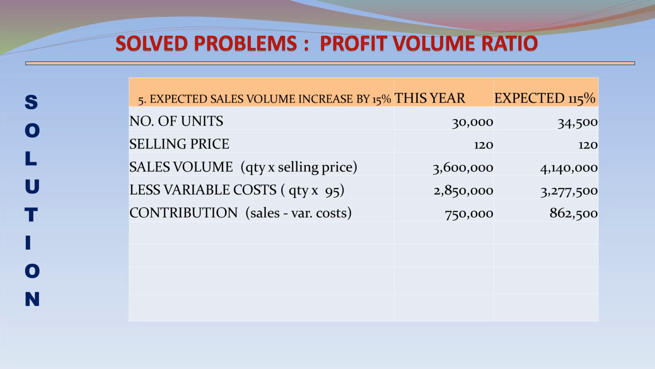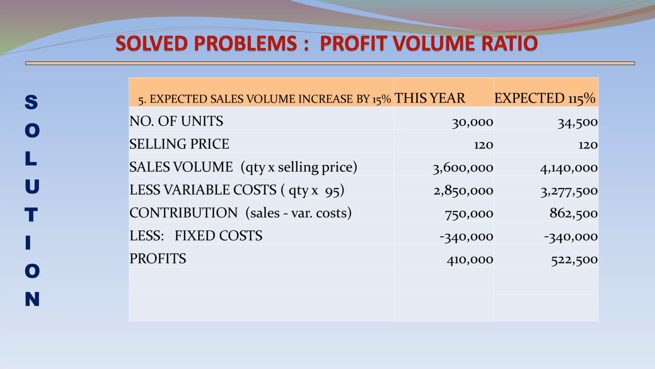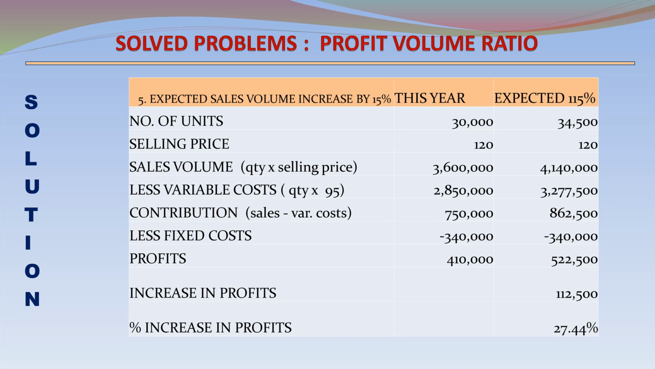Contribution, sales minus variable cost, 750,000 this year and 862,500 for the expected. Less fixed costs 340,000 this year, 340,000 for the expected, same. Profits 410,000 this year, 522,500 for the expected. Increase in profits 522,500 minus 410,000, that is 112,500. Percent increase in profits, 112,500 into 100 divided by 410,000, that is 27.44%. Recap.